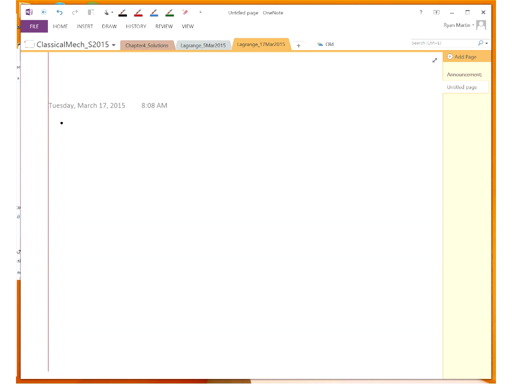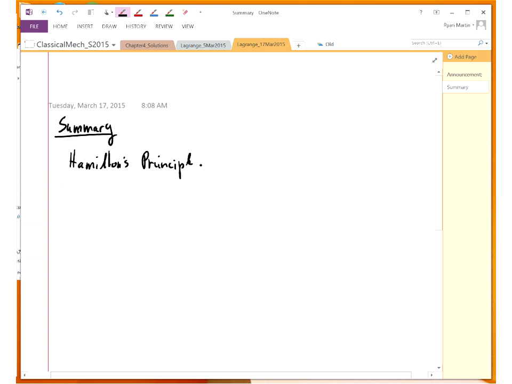Alright, so let's get back into it. Summary. Last time we introduced Hamilton's principle. And what Hamilton's principle told us was that the evolution of a system can be described by some function L that renders an integral called the action stationary.